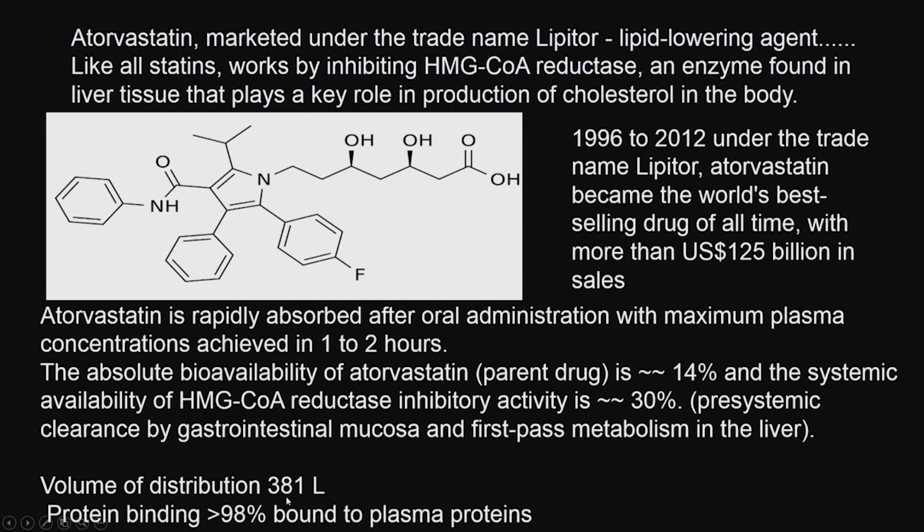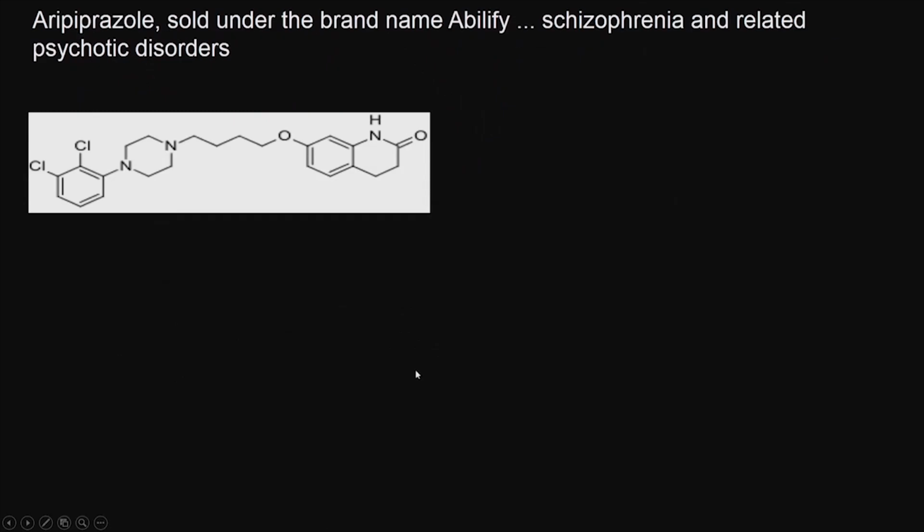Again the volume of distribution is 381 liters. Obviously the concentration inside will be low because a lot of protein binding takes place, and the bioavailability is also very low, 14%, and systemic availability is 30%, so it is quite low. Maximum concentration is achieved in 1 to 2 hours, so it starts acting very fast.